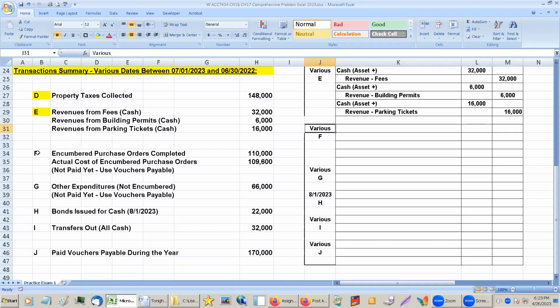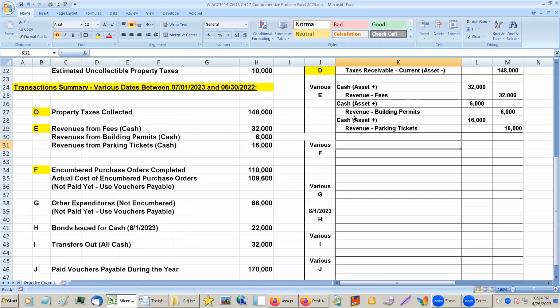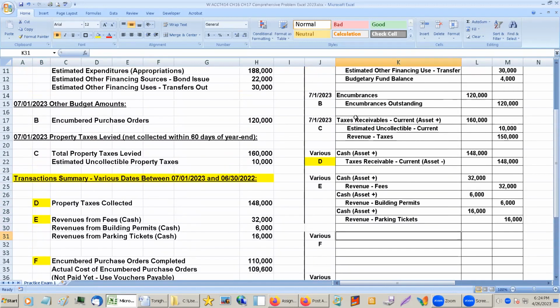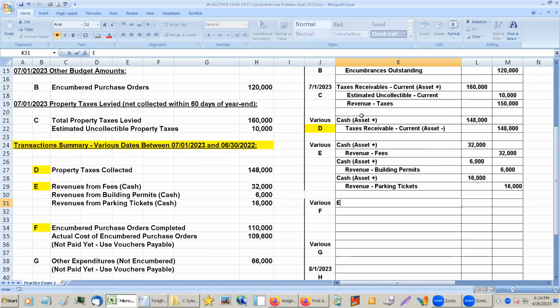let's go to F. Okay, encumbered purchase orders completed. Okay, so the encumbered amount was 110,000. The actual cost was 109,600. All right, so what would we do with the encumbrances? So we would have to close those out first. Yep, so take our hand off the money.